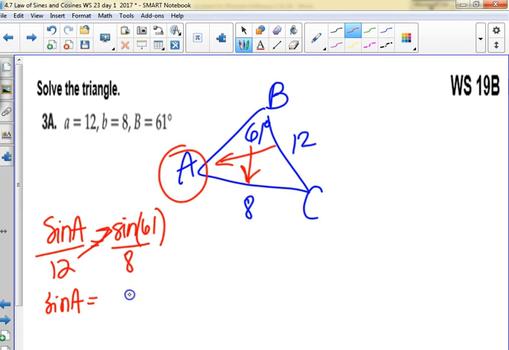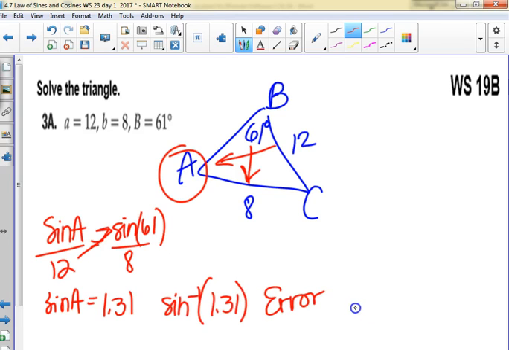Anybody get 1.31? Anybody know what's going to happen? Can the sine be over 1? So when you do second sine of 1.31, your calculator says error. Okay, what does that mean? It's not possible for this to even make a triangle.